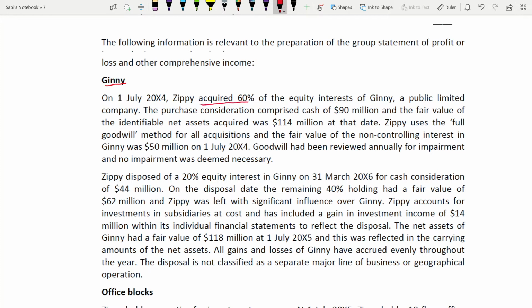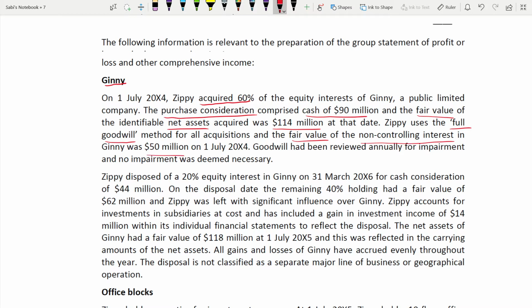Okay, that means it's a subsidiary of Guinea, a Poland limited company. Purchase consideration comprises cash and fair value of identifiable net assets. Okay, so the purchase consideration is cash of 90 million. Fair value of net assets acquired 114 at that date. Zippy uses full goodwill method. Okay, so because of the full goodwill method, fair value of NCI will be given to you, or sometimes you have to calculate. Here it is given to you. So fair value of NCI is 50 million on 1st of July 2004.